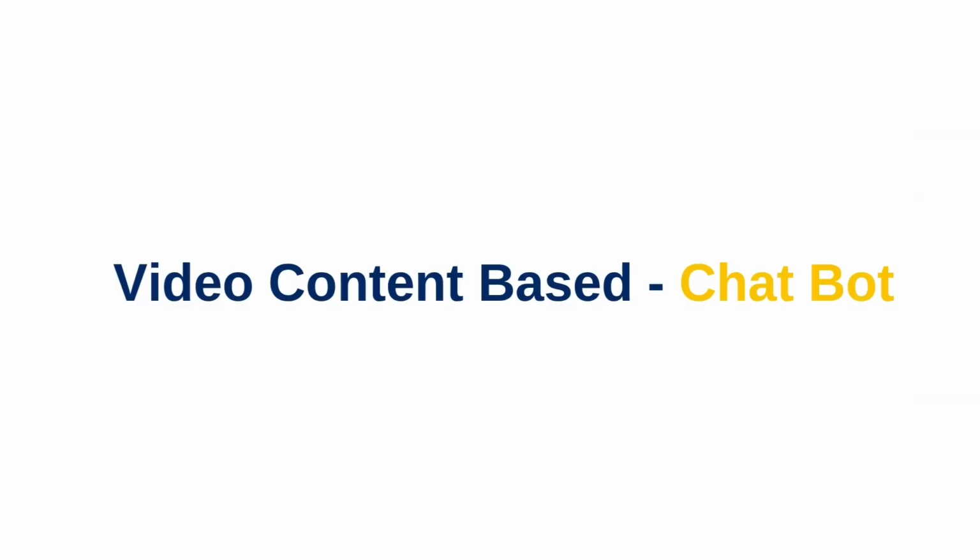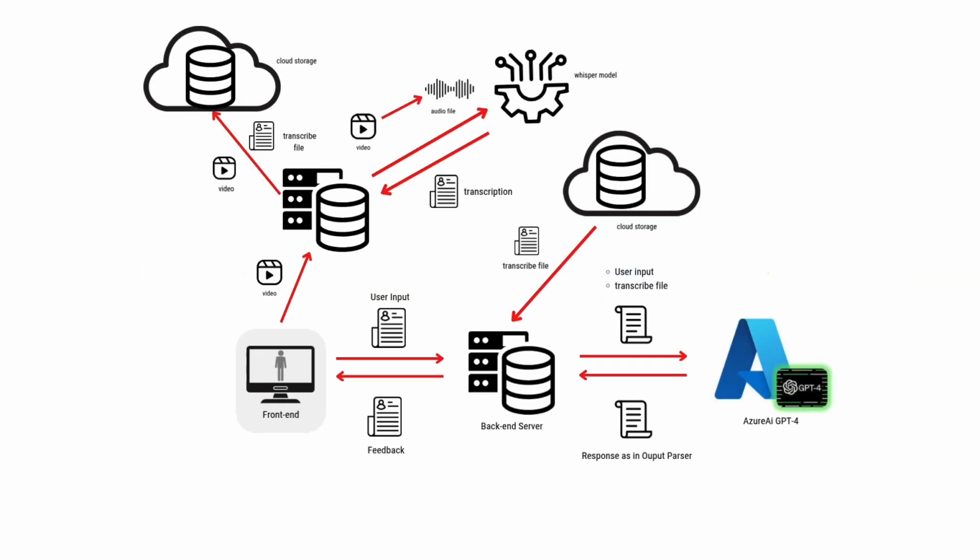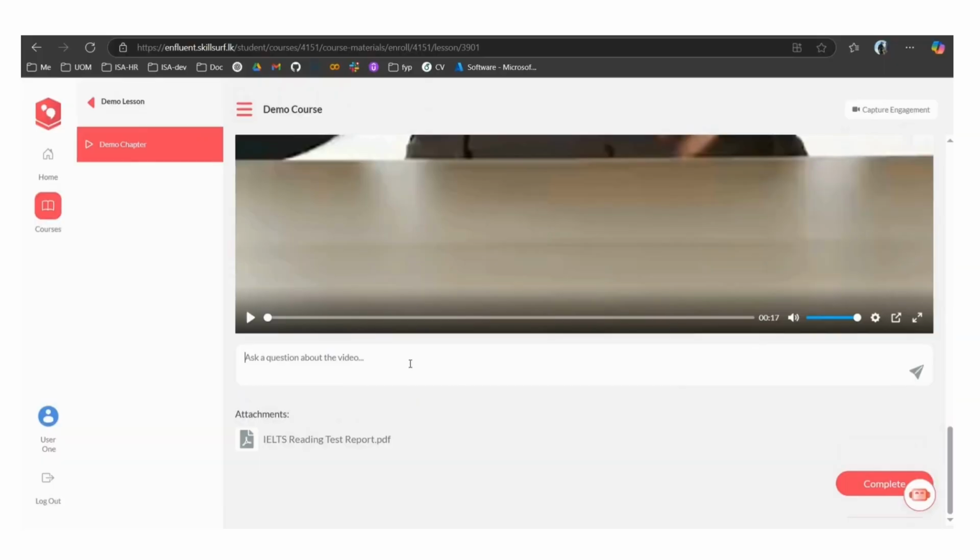Here's how the chatbot works when it's based on a video. When a video is uploaded, it's first converted into audio. That audio is then transcribed using the Whisper model. The transcript is stored in the database. When the student sends a message, the chatbot fetches that transcript, combines it with the student's question, and sends both to Azure GPT-4. The model generates a response, which is shown on the front end, making it easy for students to interact with video content using natural language.